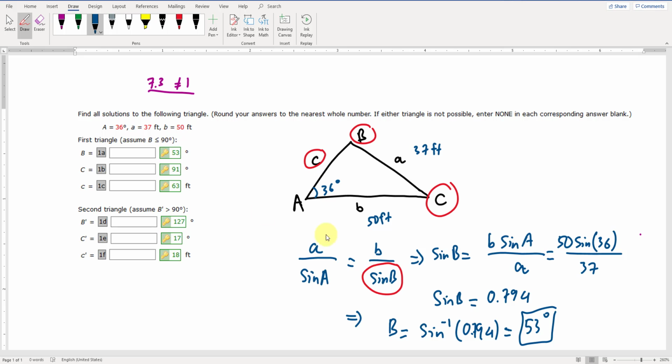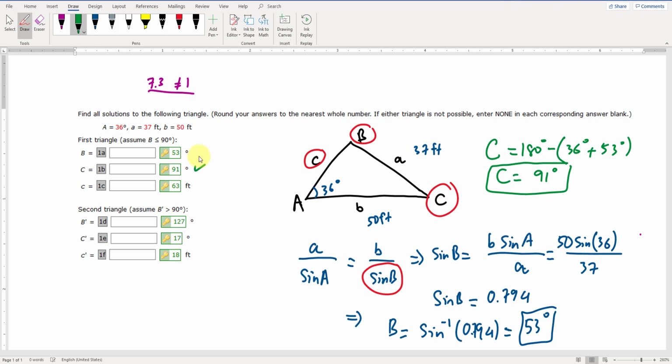So this angle in the first triangle is less than or equal to 90 degrees for B. So that's what I got here. So when I got B, I can figure out C. Right, that's very simple. C is just 180 subtract A and B. My A is 36, and my B is 53. So together, this is 89. So you get 91 for C, which is right here.